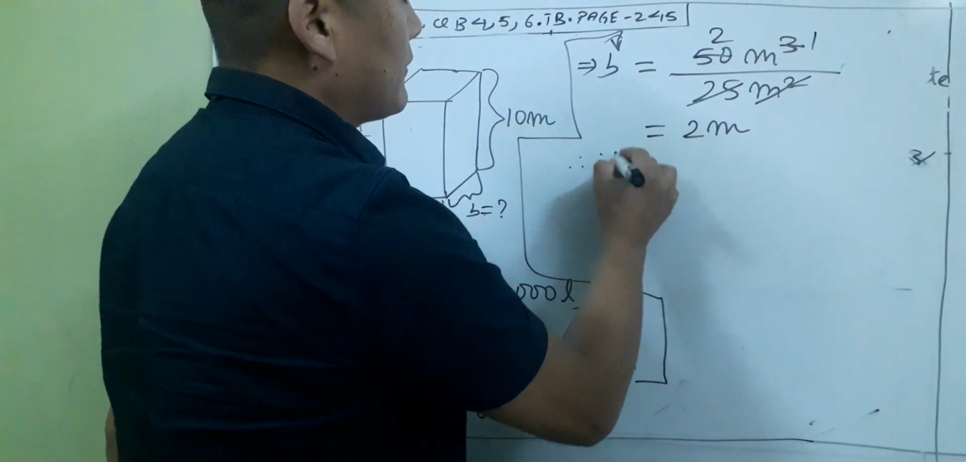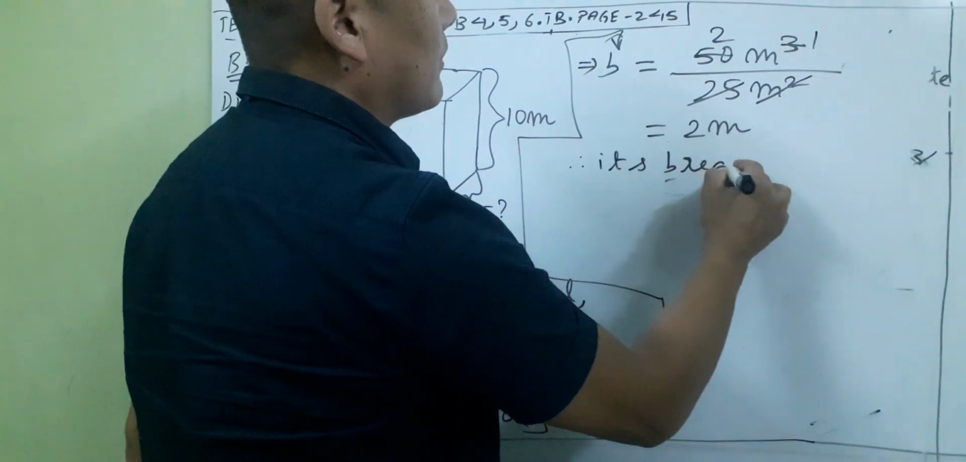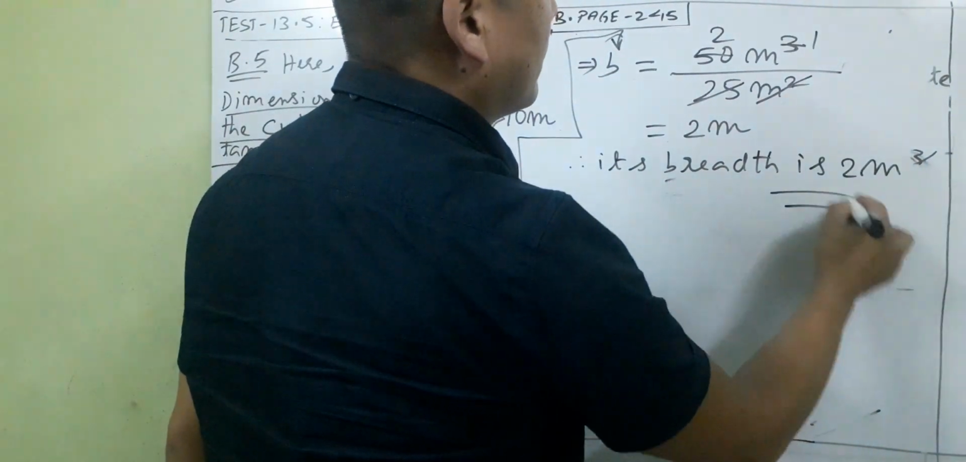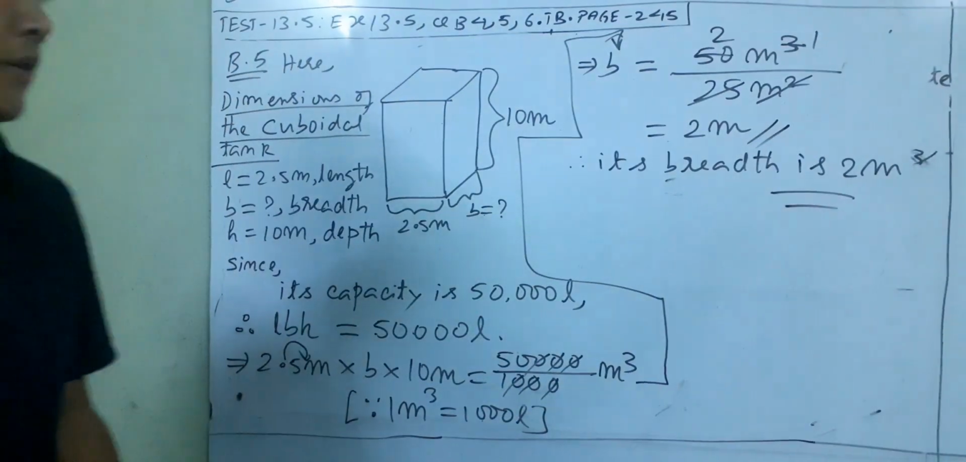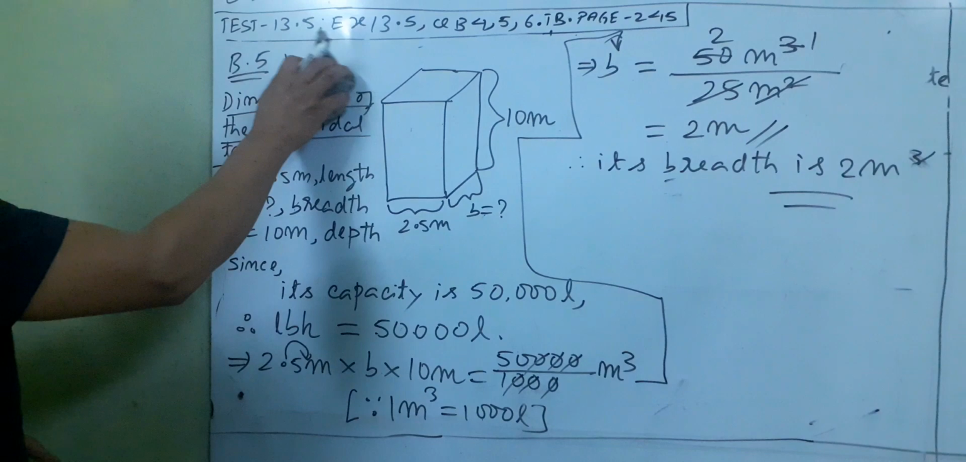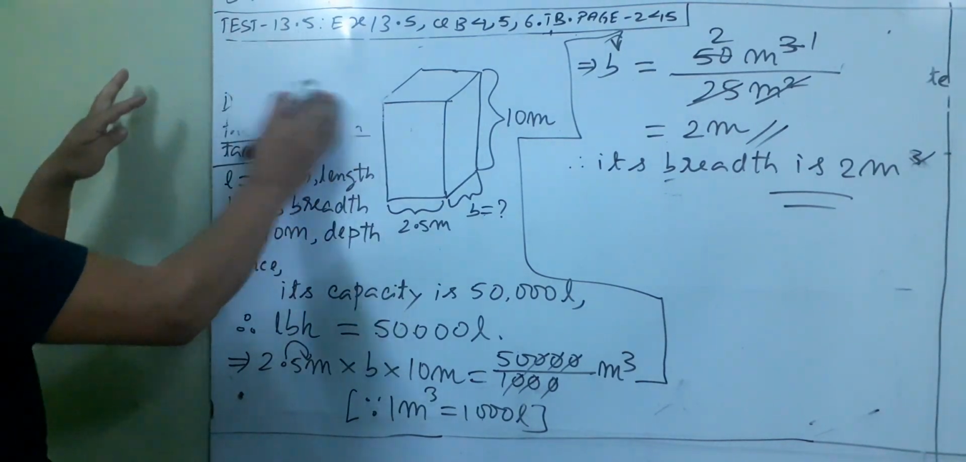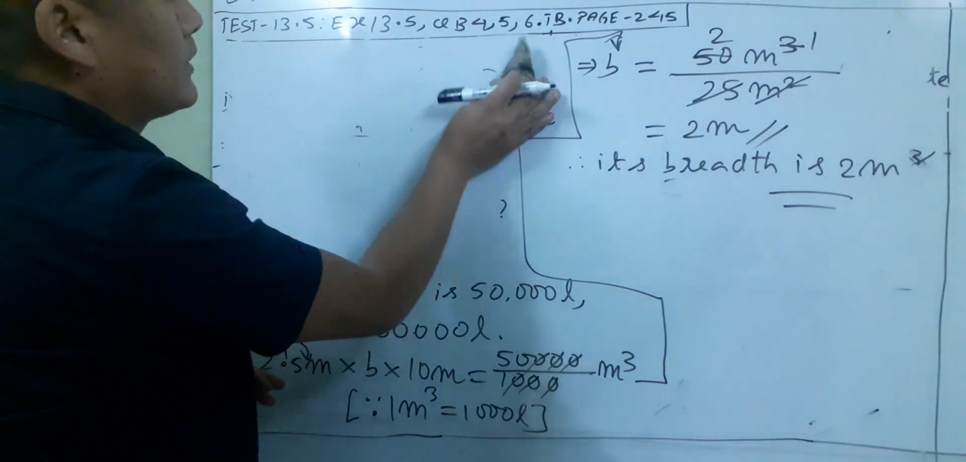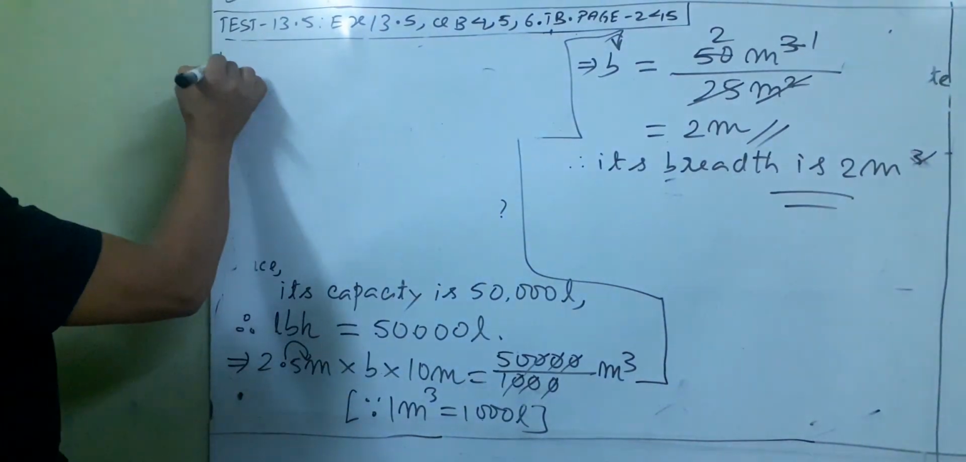So you can write once if you want, its breadth, that means the breadth of the tank is 2 meter, if you like to write, or you can stop here also if you want. Okay, so B5 done. Then the last question 6, B6, and after that your test 13.5. Okay, so let us do that. B6. Okay, let's write it down.